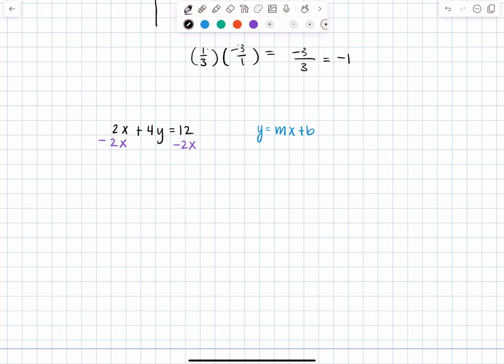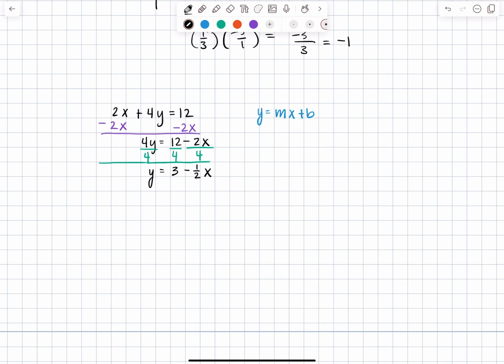We're going to get 4y equals 12 minus 2x. Next, we can divide by 4, so divide this by 4, and this by 4. Now we're going to get y. So y equals 12 divided by 4 is 3, minus 1 over 2x.